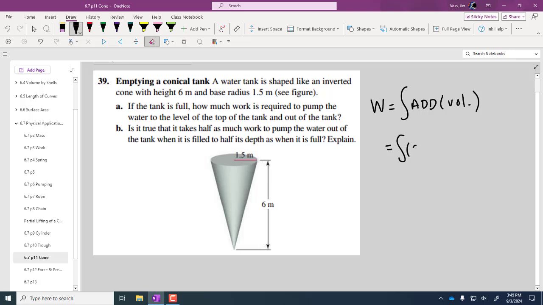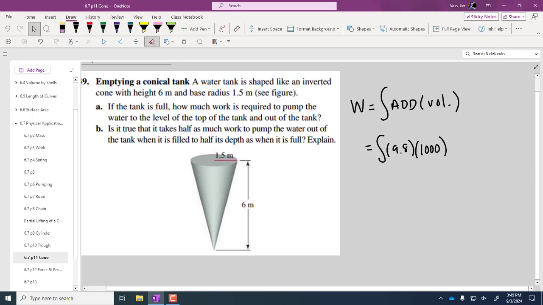We always are going to get acceleration, 9.8. The density of water is 1,000. And now we need the distance traveled by a cross-section. So we're coming over here. We're going to draw a cross-section. There's our cross-section. That's a cross-section at a random y. So this is the distance that it's going to travel. How far is it going to travel? 6 minus y.